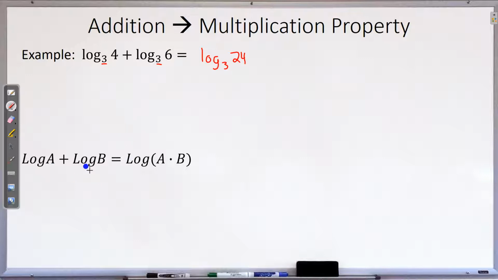Here it is with just letters, so you can see how it works. You have one log of A plus another log of B. What you can do is condense it into one log and then multiply A and B together.